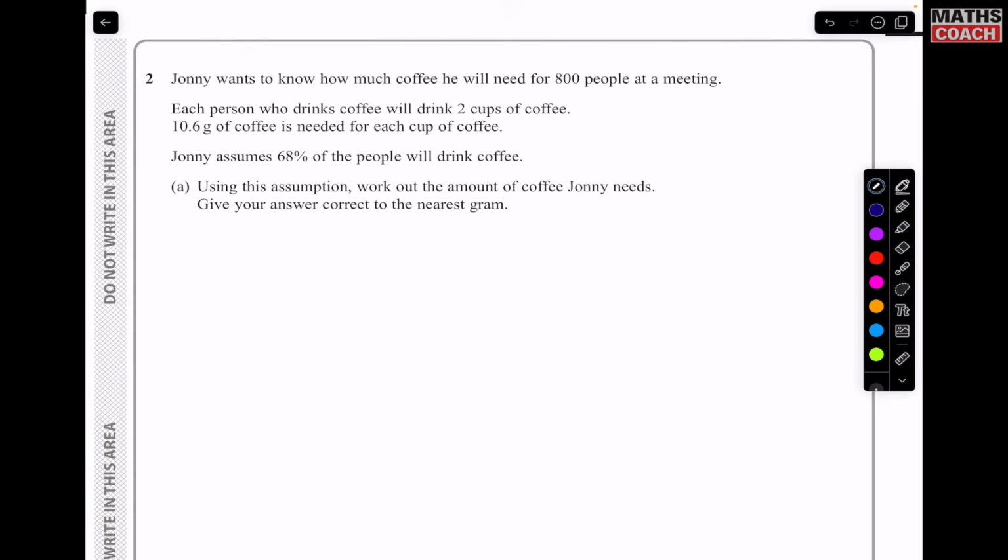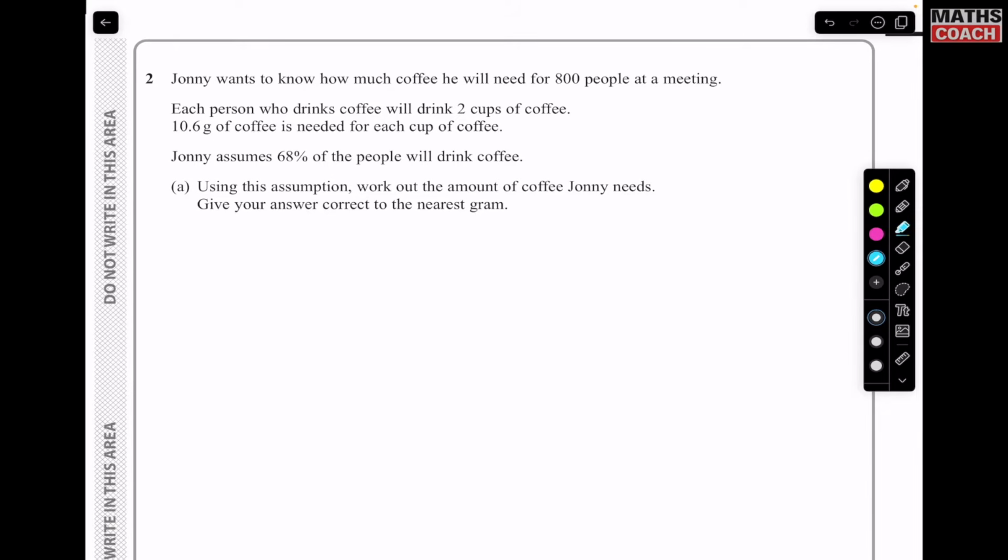Okay. Question 2, Johnny wants to know how much coffee he will need for 800 people at a meeting. Each person who drinks coffee will drink 2 cups of coffee. 10.6 grams of coffee is needed for each cup of coffee. Johnny assumes that 68% of the people will drink coffee. Using this assumption, work out the amount of coffee Johnny needs. Give your answer correct to the nearest gram.